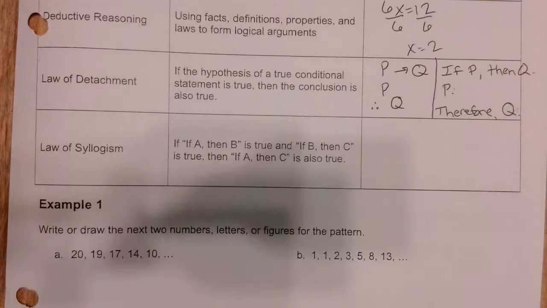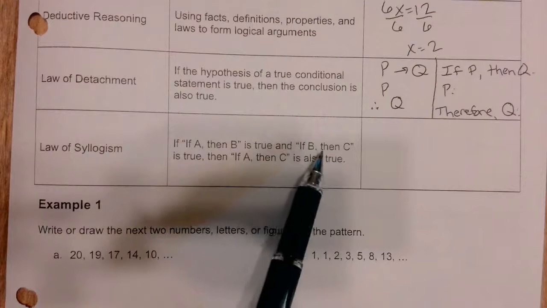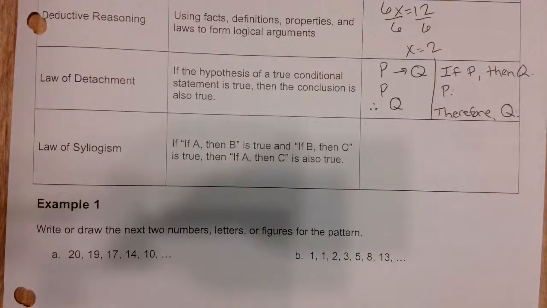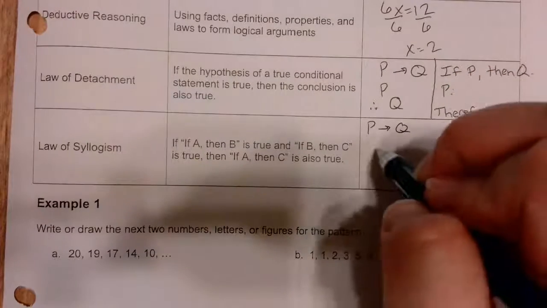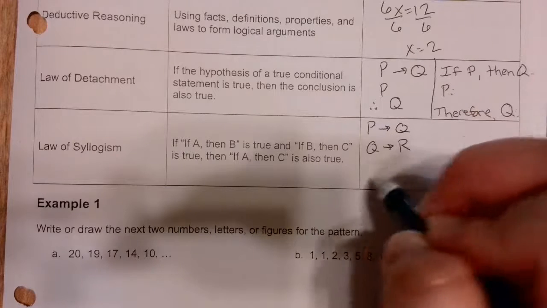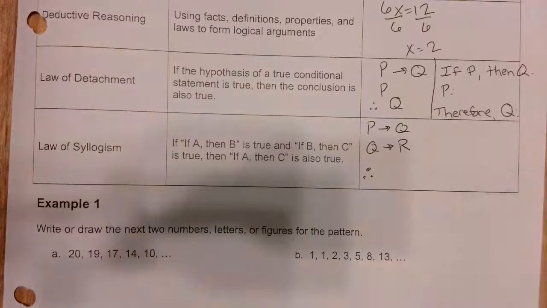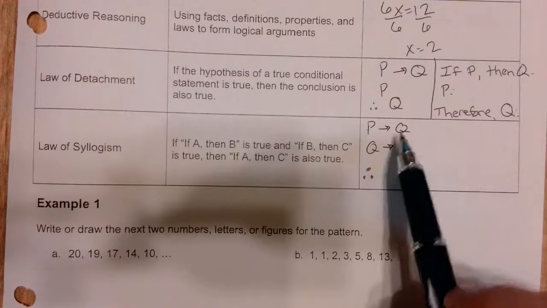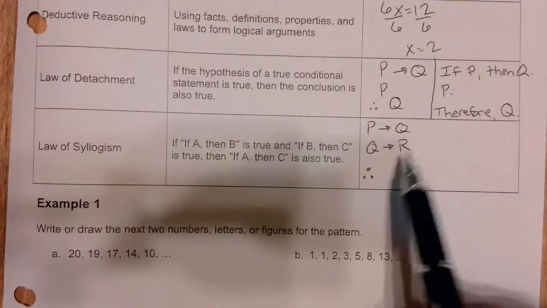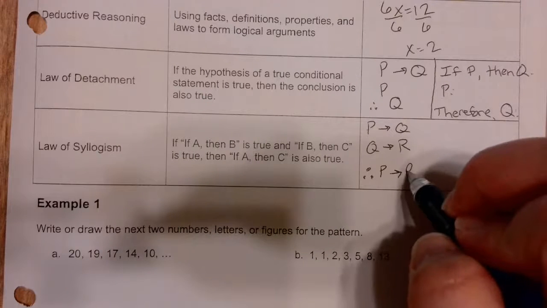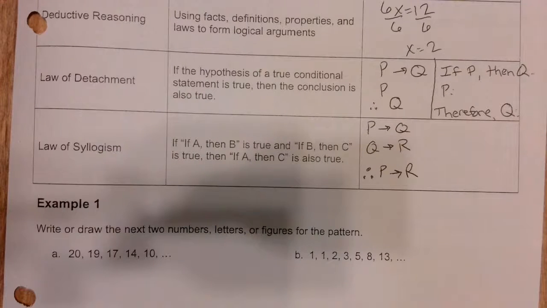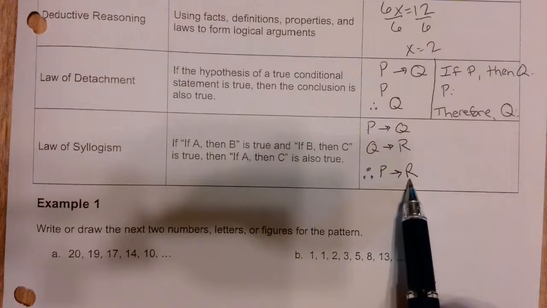The law of syllogism is a little bit more interesting, but also a little more complicated. It says if A then B is true, and if B then C is true, then if A then C. So, P arrow Q, Q arrow R. What can you conclude? It's kind of like a chain reaction. P causes Q, but then Q causes R. So P ultimately causes R. Yes, Q happens in the middle, but the end result is what we care about.